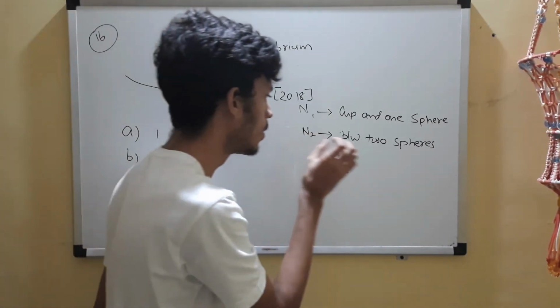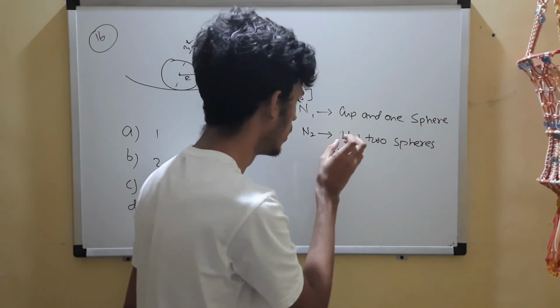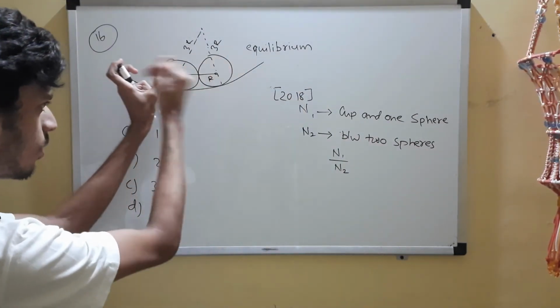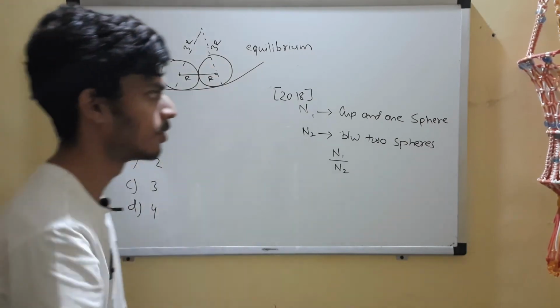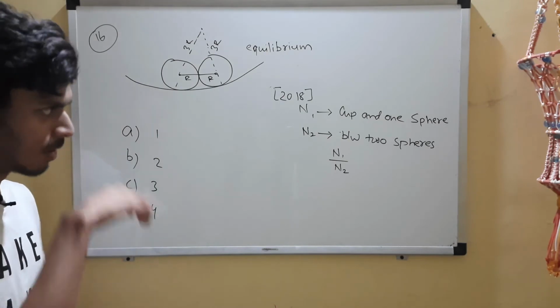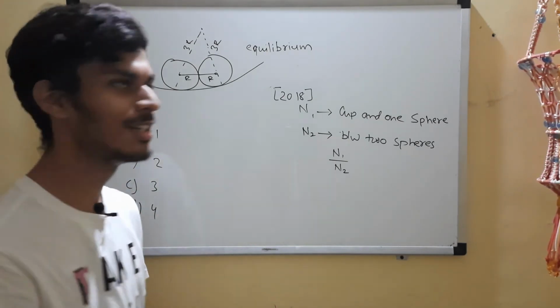Okay, and n2 is the normal reaction between the two spheres. Now those two spheres are in contact, so they will exert a normal force on each other. So n2 is the normal force between the two spheres. Okay, so how will you do this?